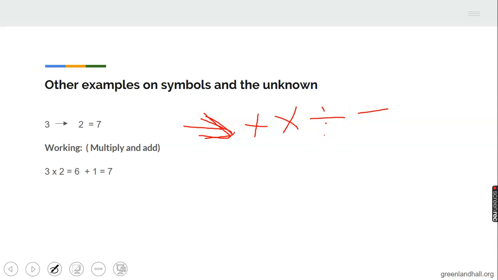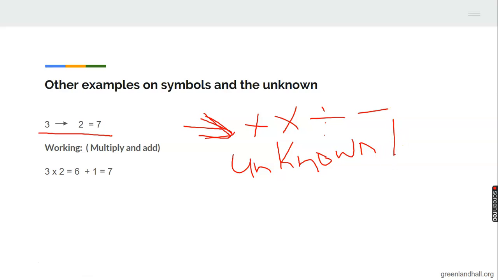Now we have the working. This is the question: 3, the arrow, 2 equals 7. Then you begin to look at it. 3, arrow, 2, 7. How did they go about it? Don't forget our unknown figure is still what? It's still 1. Now, you said 3 times 2 equals 6.